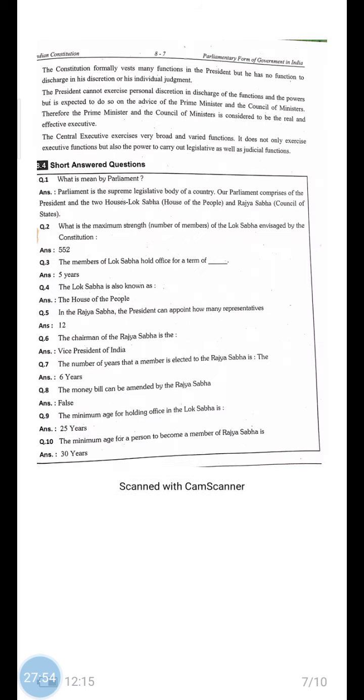Then the Constitution formally vests many functions in the president, and the president has no function to discharge at his individual discretion or judgment. So the president can exercise personal discretion and discharge the functions and powers, but is expected to do so on the advice of the prime minister and the council of ministers. Therefore the prime minister and the council of ministers are considered the real effective executive, and the central executive exercises very broad and very varied functions.